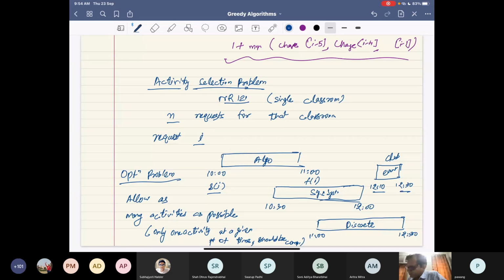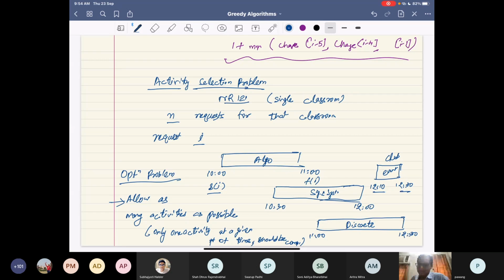That is the criteria. Okay. So I want to allow as many activities as possible, but at a given time I can do only one activity, and that activity should be completed, and the times are fixed. That means I cannot say, oh, let's move algorithm by 1 hour. No, the timings are fixed. They should run only in the given time.